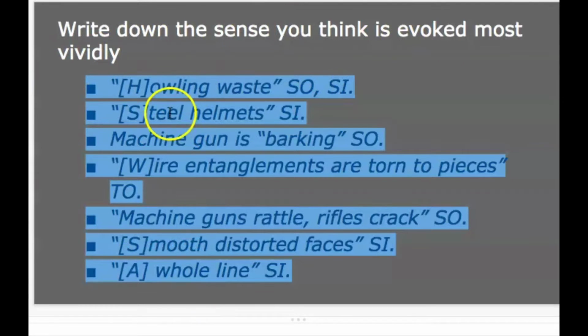So some examples would be howling waste. This would be sound and sight. Still helmets. Sight. Machine gun is barking. This would be sound. The word barking is a vivid descriptive or sensory language word. Wire entanglements are torn to pieces. This is giving me touch. Machine guns rattle. Rifles crack. Sound. So this is what you're looking for when you go throughout the text.